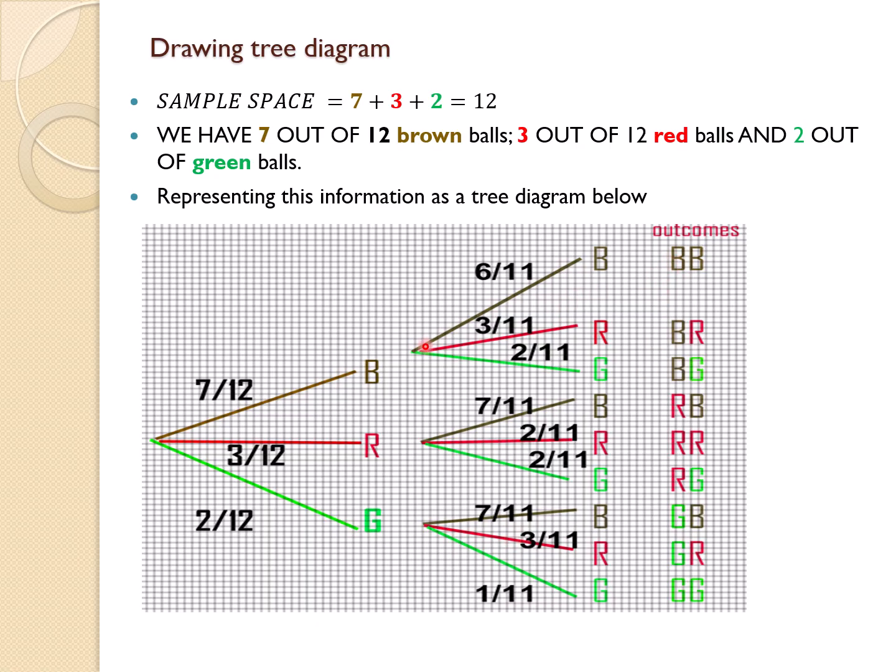My outcomes there: brown and brown, BB. Brown and red, BR. Brown and green, BG. Red and brown. Red and red. Red and green. Green and brown, green and red, and green and green, GG. Right, so let's answer the probability questions that were asked with it.